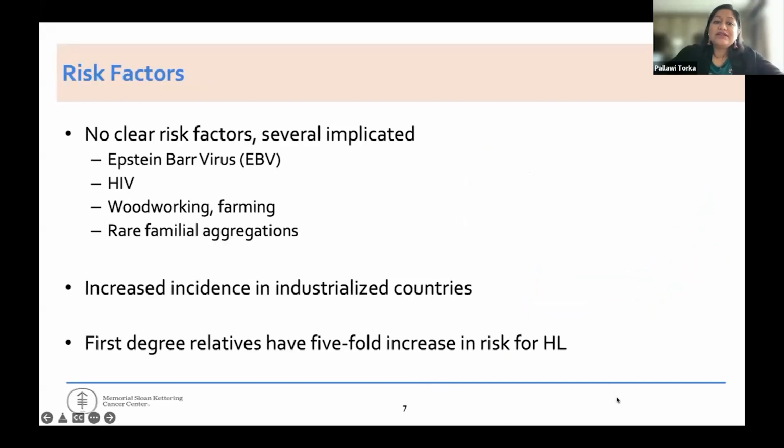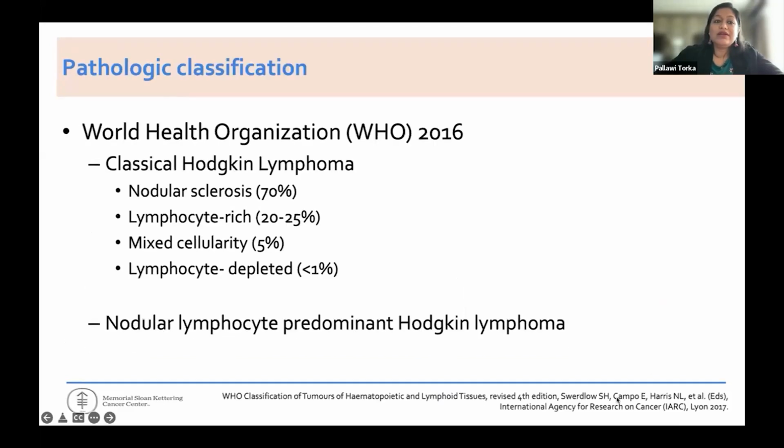Risk factors, no clear risk factors have been implicated, but we all know that there's an association with immunocompromised states, EBV, HIV, some relationship to pesticide use seen more in farmers. Rarely there is a familial aggregation. And then first degree relatives do have a 5-fold increased risk of getting Hodgkin lymphoma.